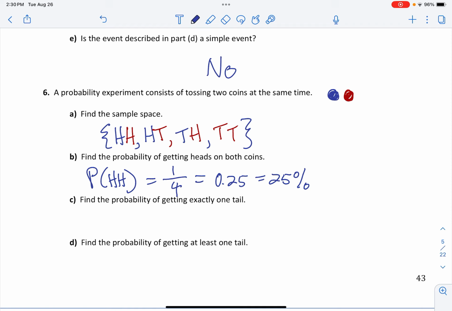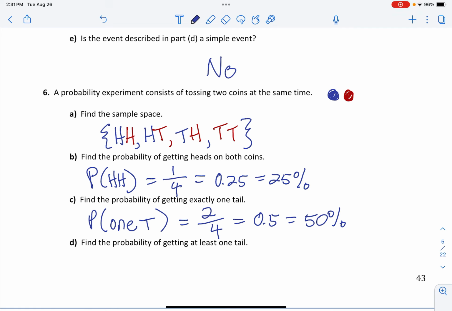How about the probability of getting exactly one tail? Probability of 1 T, exactly 1, so not 2, not 0. So how many values in this sample space have only one T? It's just those middle two, the HT and the TH. So there's two of them, and there's still 4 total. So that would be the answer for that one.